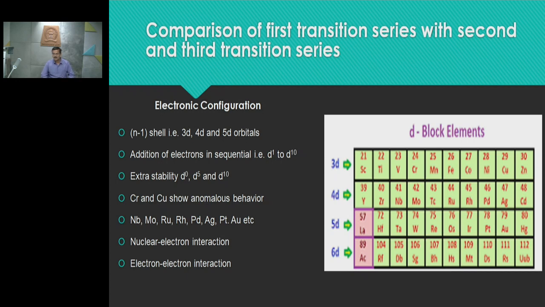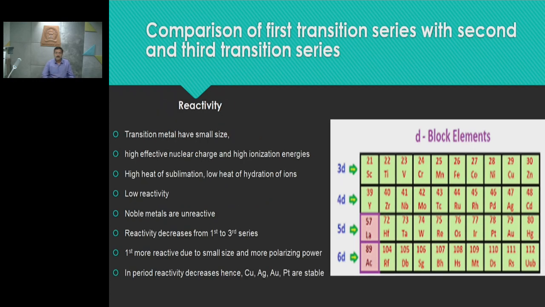Then we compare the first transition series with respect to the second and third. With respect to electronic configuration, the n-1 shell for 3d, 4d and 5d. Second, there is sequential addition of electrons from d1 to d10. Generally there is more stability for the d0, d5 and d10 cases. There is anomalous behavior for chromium and copper, also some other elements. There is also the possibility of nuclear-electron interaction and electron-electron interaction, which affects the electronic configuration.